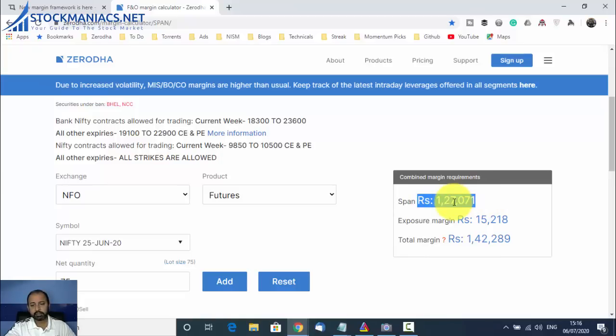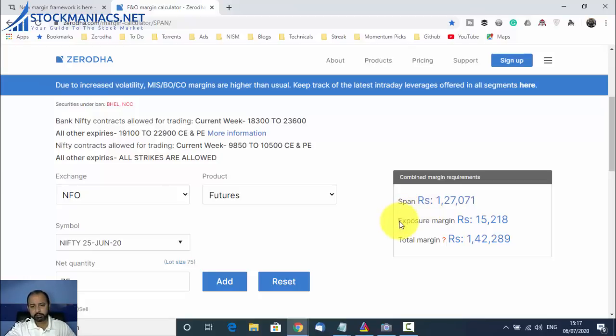1,27,071. Now what is the meaning of span margin? So span margin is the bare minimum margin that is required by the exchange. So this is the first component in any margin calculator.